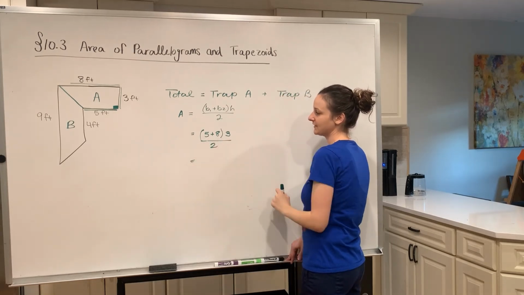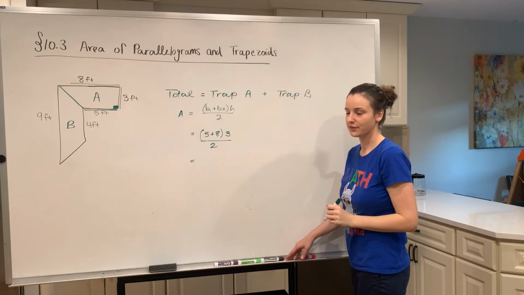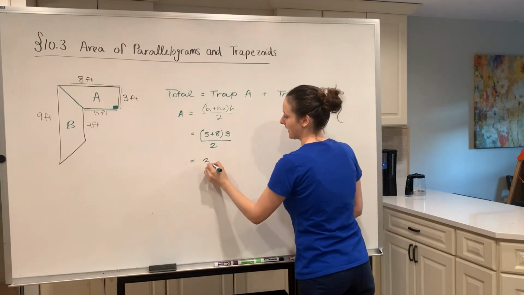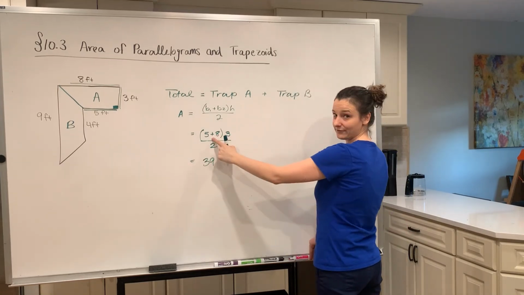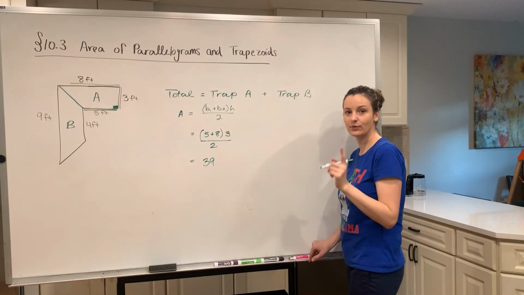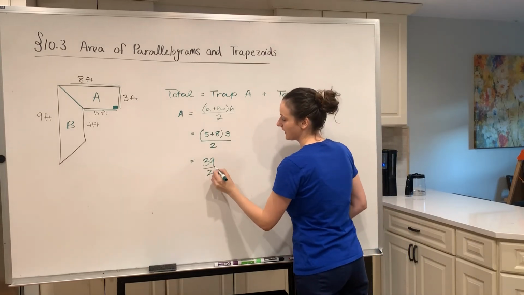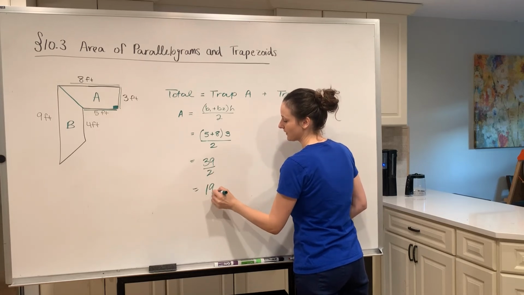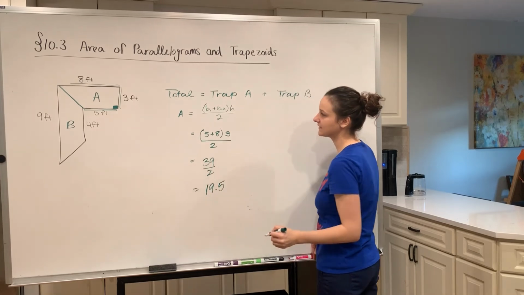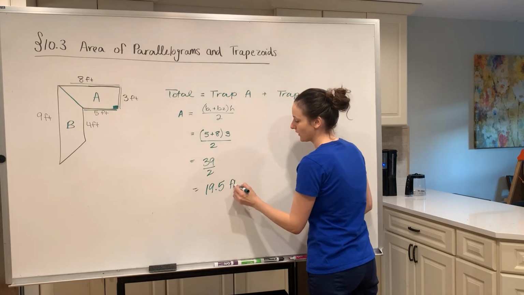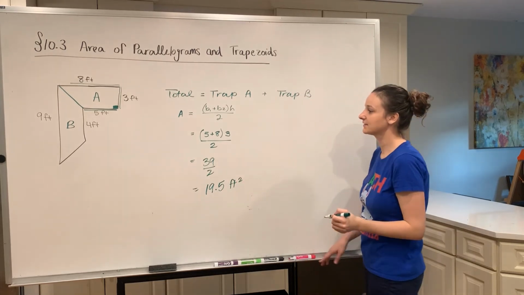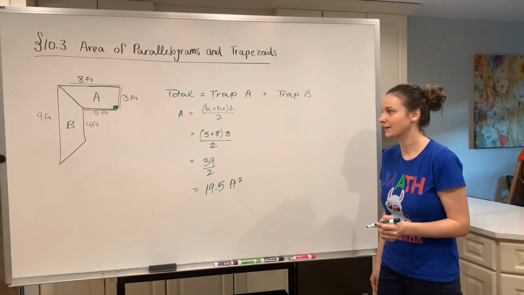5 plus 8 is 13. 13 times 3 is 39. Make sure that you add first and then multiply. Okay, the order of operations matters. Parentheses come first. Then it's 39 divided by 2, which would leave you with 19 and 5/10, or 19 and a half feet squared. Okay, and that is the area for trapezoid A.